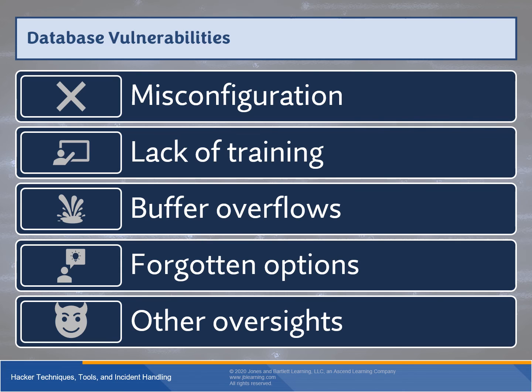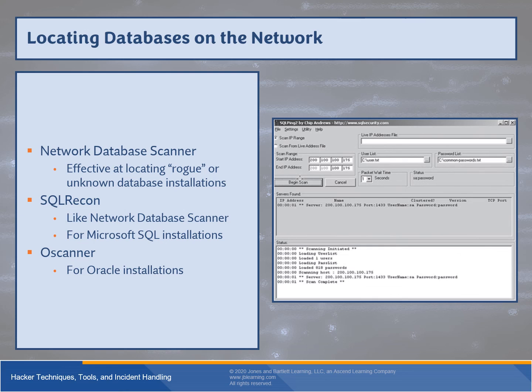Forgotten options. Like I said, if we have a piece of software that has options that we don't know about, how can we protect against that which we don't know? And there's all kinds of other oversights that might be included as well.